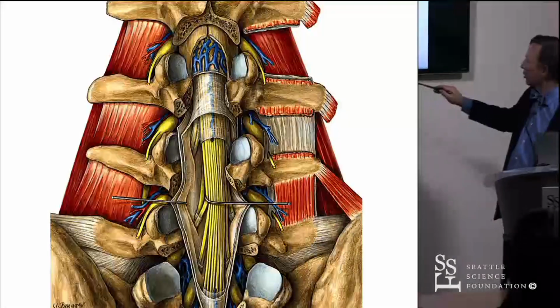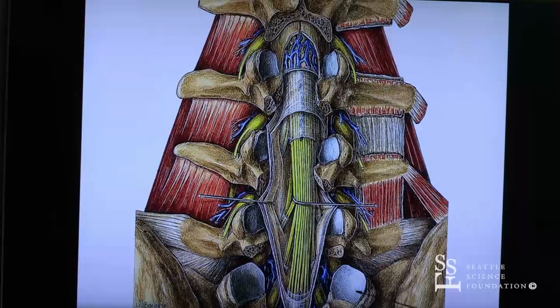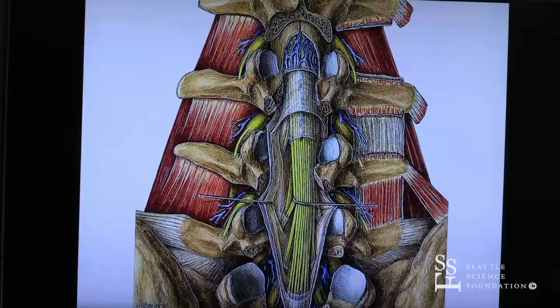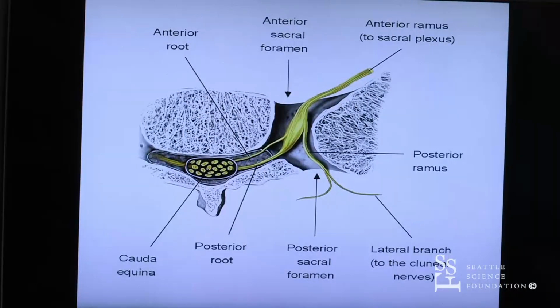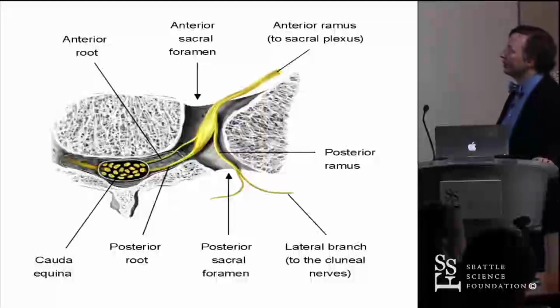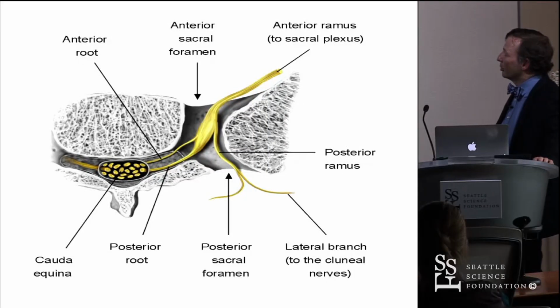Iliolumbar ligament, iliolumbar. And then this is the superior facet of S1. Lots of veins, so I'll show you in an upcoming picture that each spinal nerve will have an artery and a vein that are running with it. Now in the sacrum, things are a little different because we don't have the same type of intervertebral foramen that we had with the upper vertebrae.